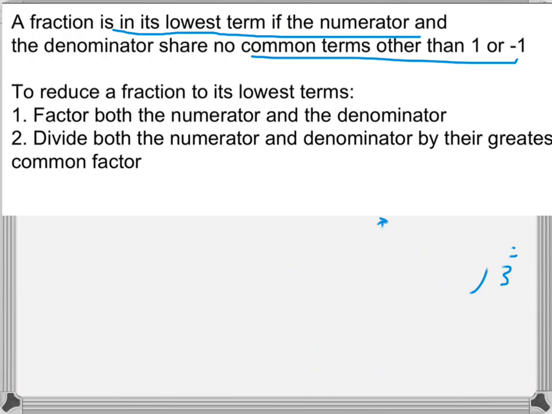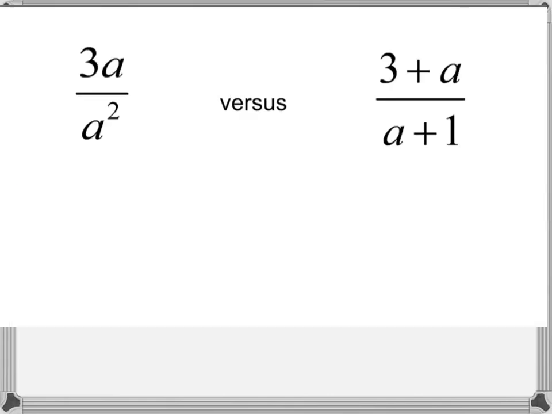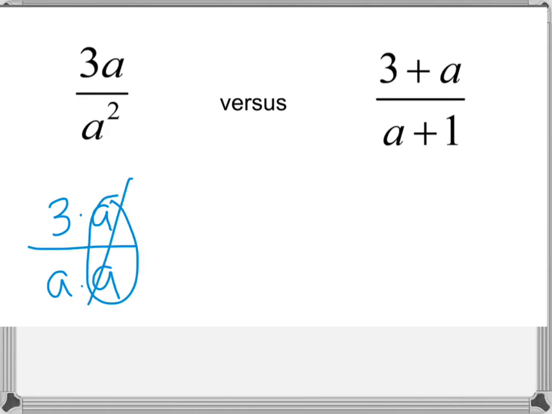So the first step is to factor both the numerator and denominator, like we did with the 4 over 6, and then divide both the numerator and denominator by the greatest common factor. So let's review some factoring rules. Now, 3a over a squared, this is something that we can factor because 3a means 3 times a, and a squared means a times a. And so here I have my 1, so I can cancel that. I can divide the numerator and denominator both by a, and I would get 3 over a.